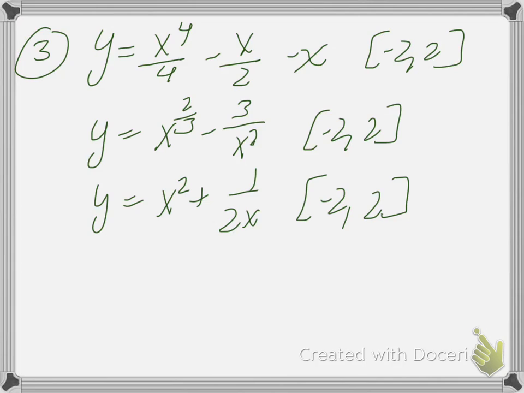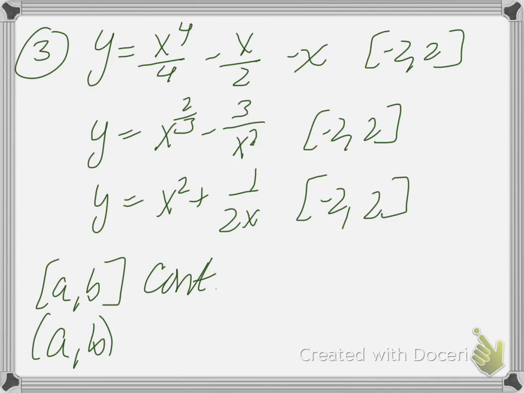Okay, for problem number 3 now, it's talking about the mean value theorem and which of the functions would not satisfy the conditions of the mean value theorem. So remember, the mean value theorem says that from a to b, including a and b, it has to be continuous, and then in between a and b, it has to be differentiable.